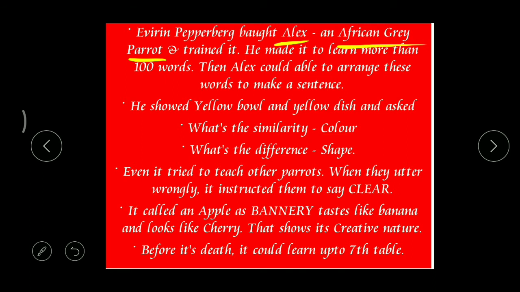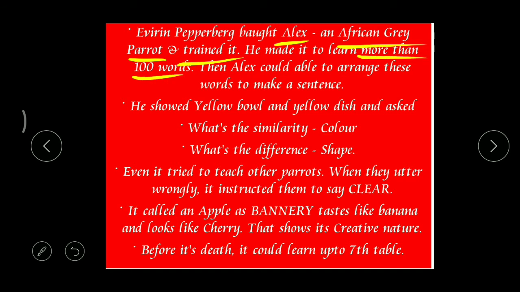And later he gave training to this parrot. So what is the training, and what did it learn? What this Alex learned in that training means, say this Hermon, he made that Alex learn more than 100 words.